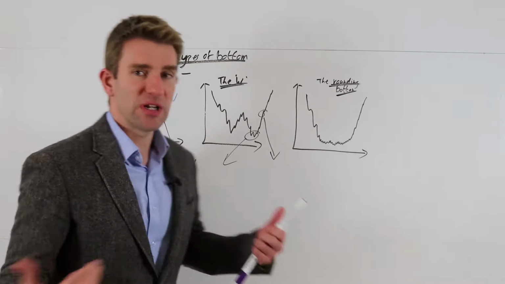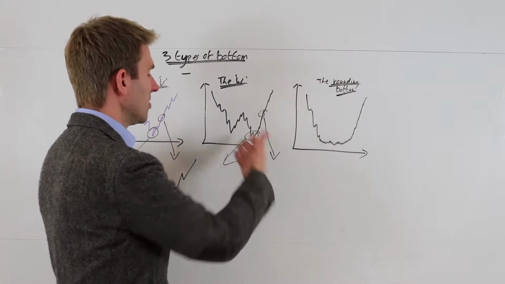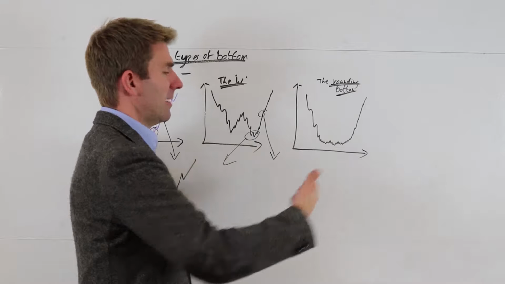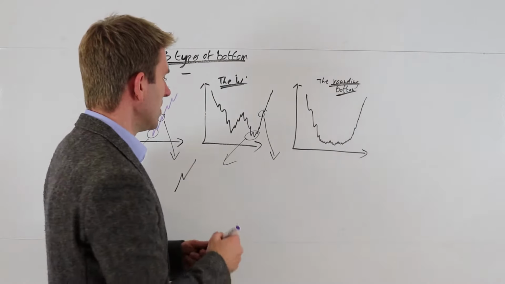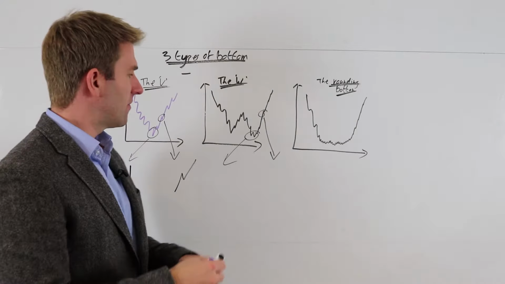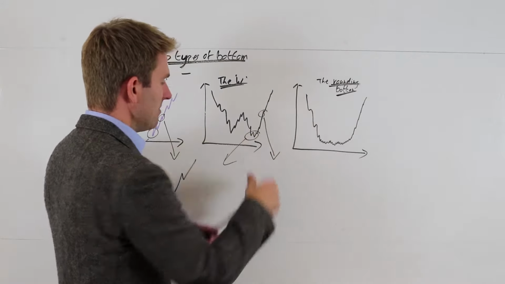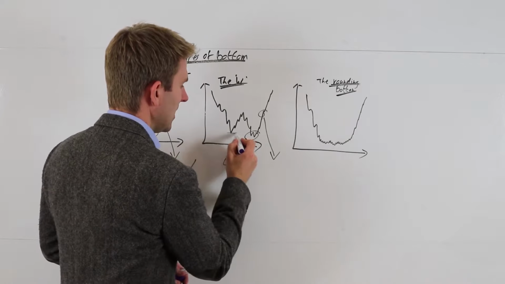So the W is pretty self-explanatory, guys. It's a W, a double bottom. It could also be a multiple bottom, triple bottom, or kind of multiple test at a key level. A couple of ways you can trade that. First one is you're either looking for a move back through the low here.